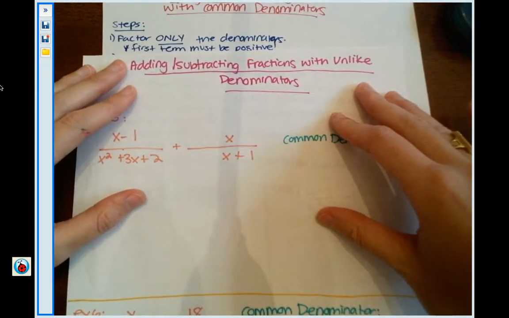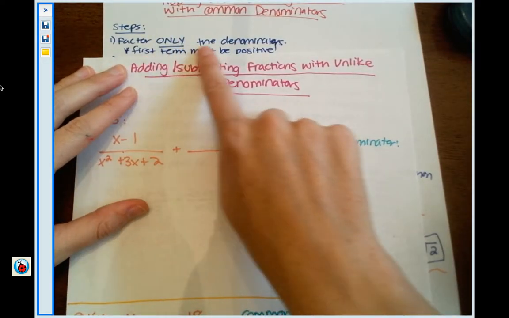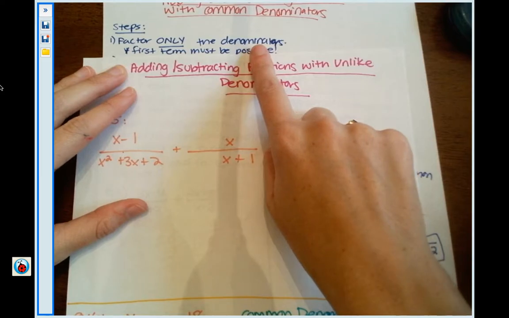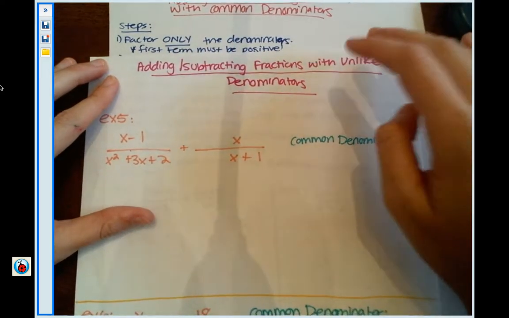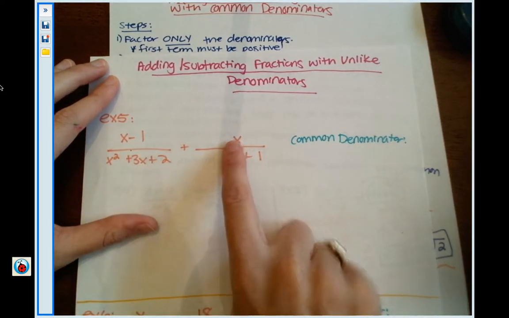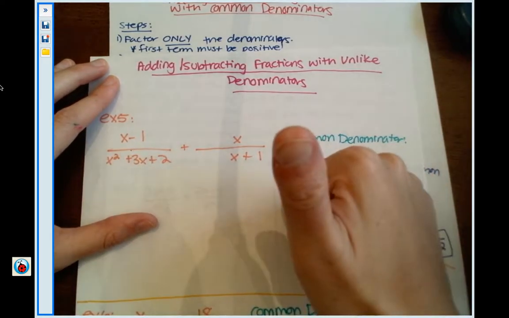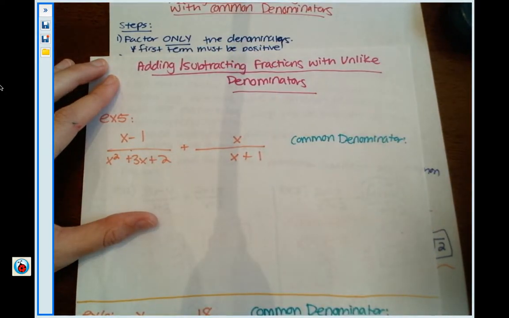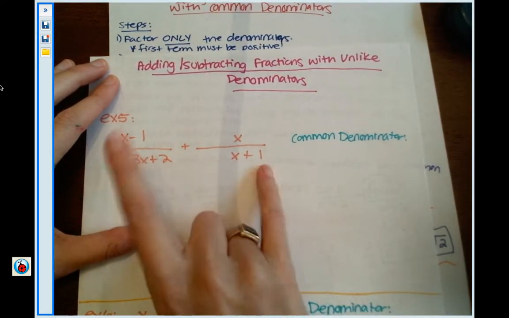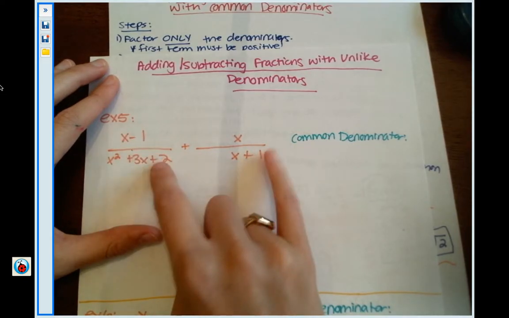Okay, so the first step, it says to factor only the denominators and make sure that the first term, or the term with the highest exponent, is positive. Which, looking here, all my first terms are positive, so we're good to go. So the next step, we factor only the denominators. Okay, which is my only denominator that can be factored.